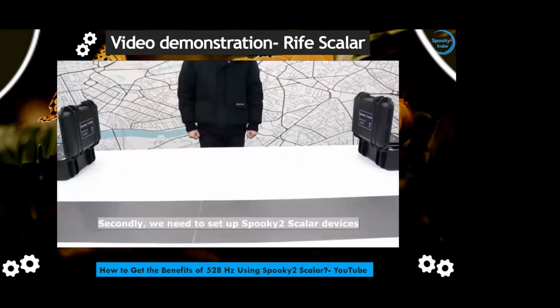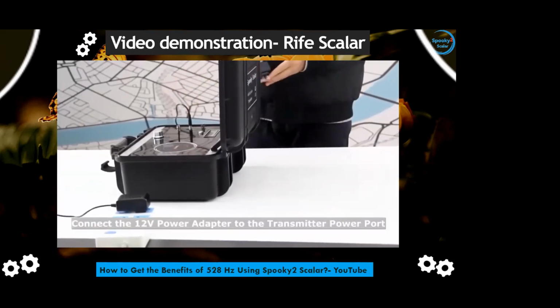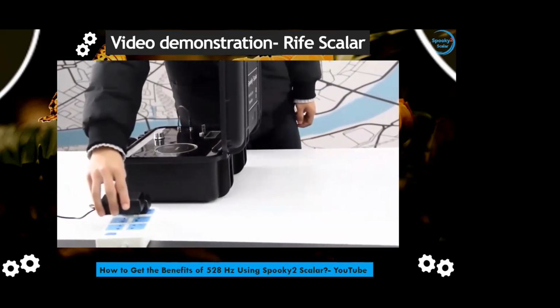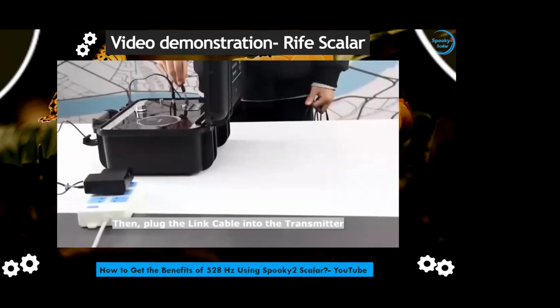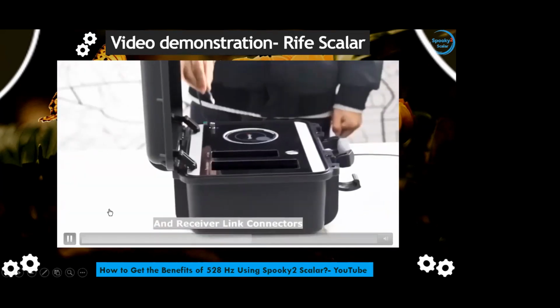Secondly, we need to set up Spooky2 Scalar devices. Connect the 12-volt power adapter to the transmitter power port. Then plug the link cable into the transmitter and receiver link connectors.